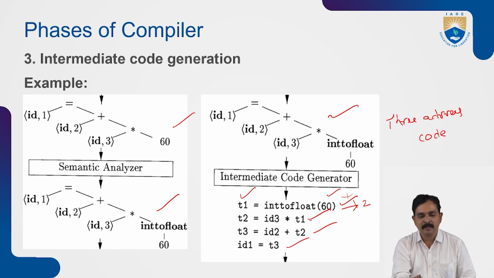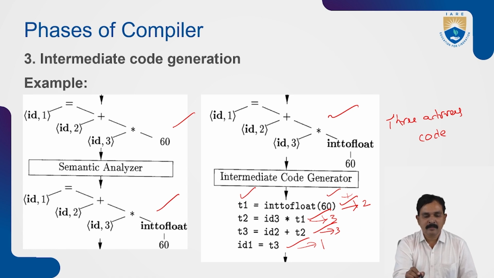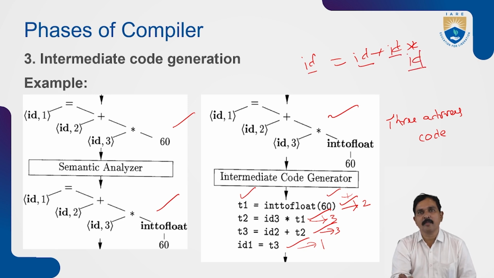Two operands. Here how many operands are there? Three operands. This is also three operands. This is also one operand. Before that, one big statement is there. The form is: some identifier equals identifier plus identifier multiplied with another identifier. So you have to count the total number of operands. Four operands. So this statement can be divided into some simpler statements.